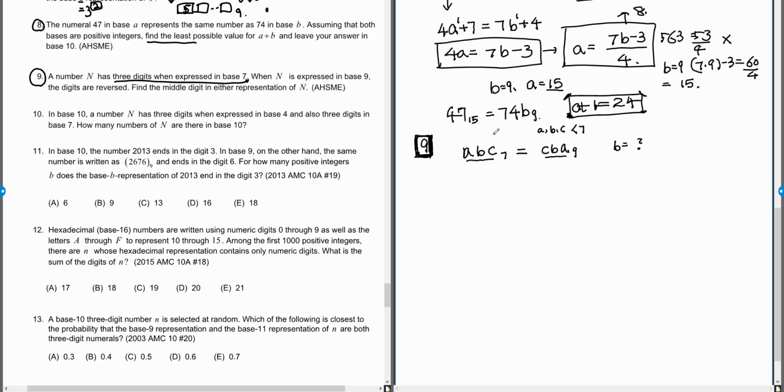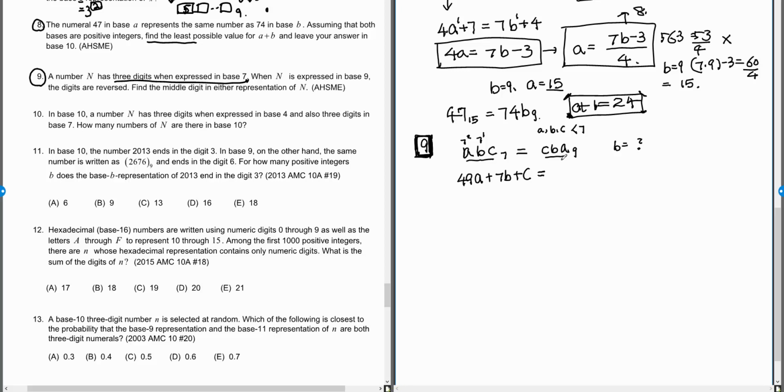So the first one is 7 to the 0, then 7 to the 1, and this is 7 squared, right? So the first number ABC is 49 times A, plus 7 times B, 7B, and the last digit is C. That is the base 10 number. You know how to change it, right?